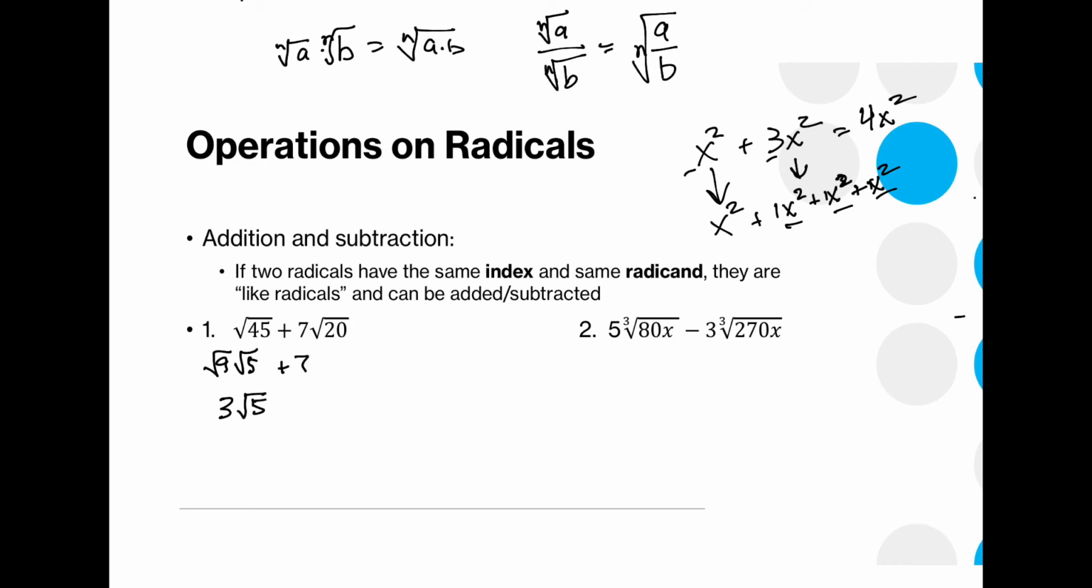And then we want to think about 20. Well, 4 goes into 20 5 times as well. So again, the square root of 4 times the square root of 5. The square root of 4 is 2. Then we have that 2 times 7, so that's going to be 14, and then we have square roots of 5. So we have 3 square roots of 5 plus 14 square roots of 5. That can be simplified simply by writing 17 square roots of 5.